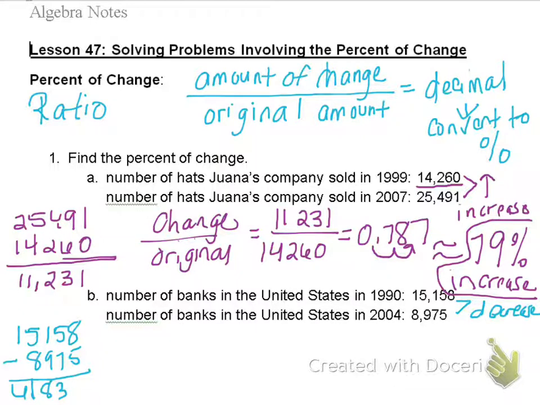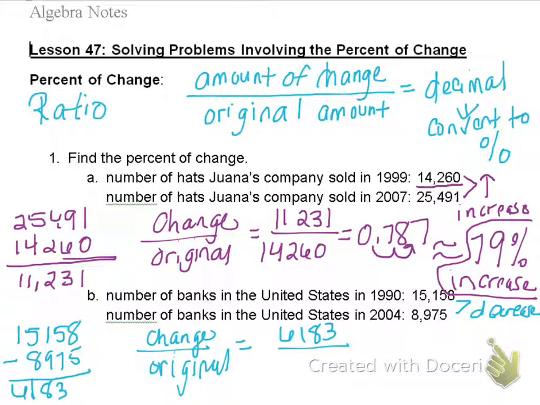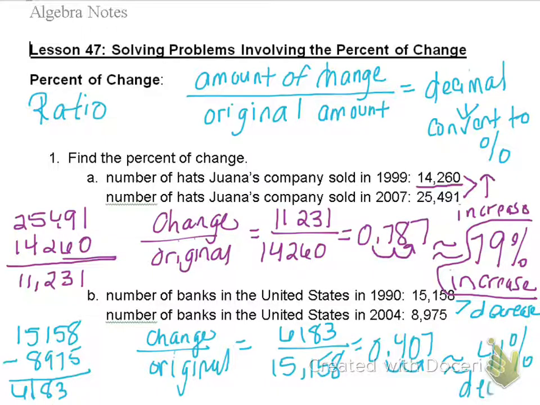Then we plug it into our ratio of change over original. And we have 6,183 divided by the original, which is 15,158. And if we divide those on the calculator, we get the decimal 0.407. So if I move the decimal over two places for percent, that is approximately 41% if we round the 0 up to 1. And it's a 41% decrease.